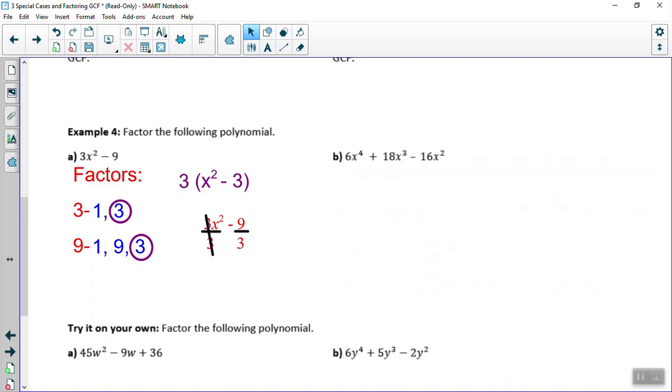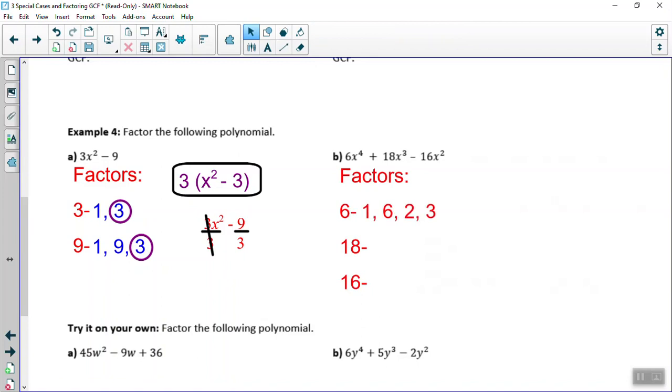To check, I can do that distributive property. So 3 times x squared is 3x squared. 3 times 3 is 9. So now it works, so now I know this is my properly factored answer. All right, let's take a look at this one here. We're going to start with our numbers to find our factors of 6, 18, and 16. Factors of 6, factors of 18, factors of 16.